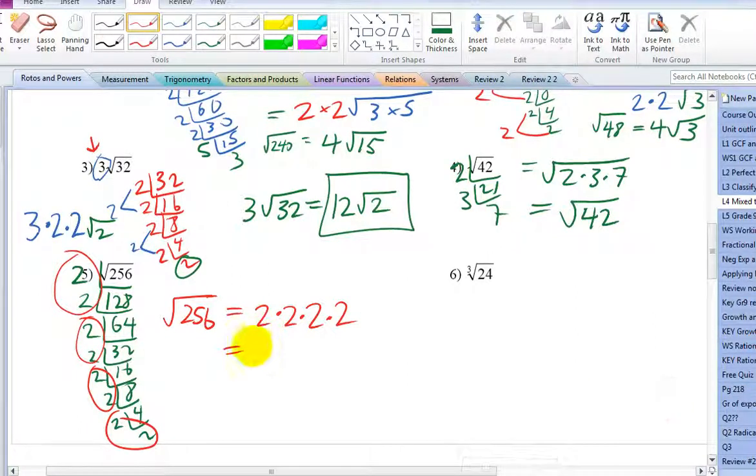This one equals 16. So this number is a perfect square, 16 times 16. So you'll see that once in a while too. You will see some perfect squares.